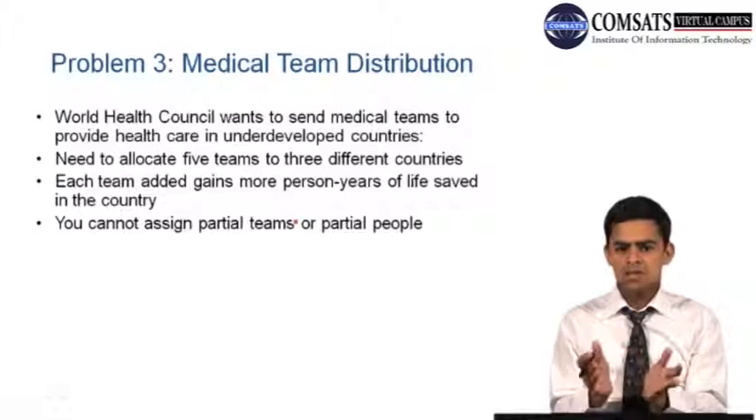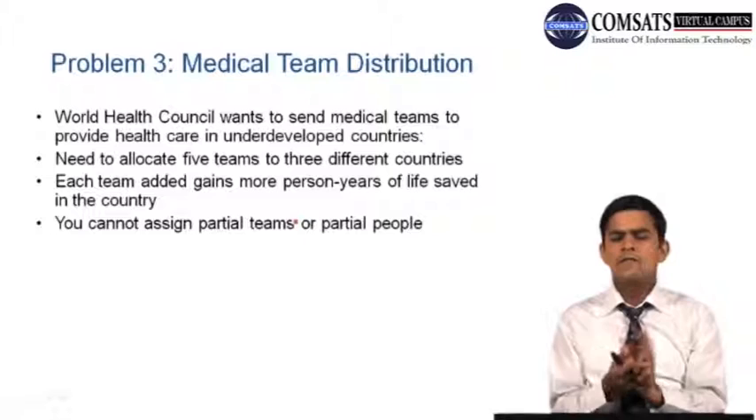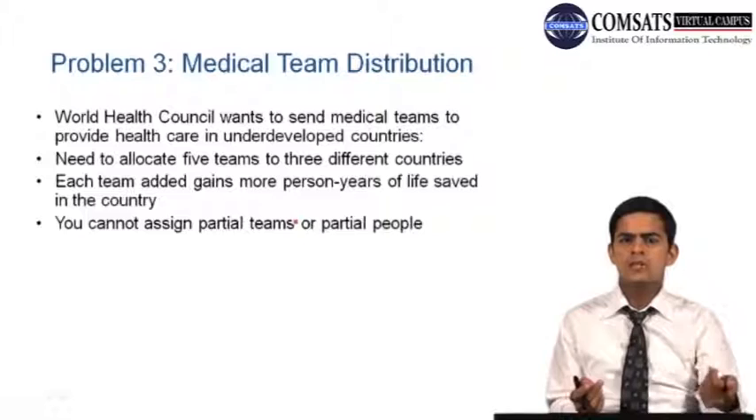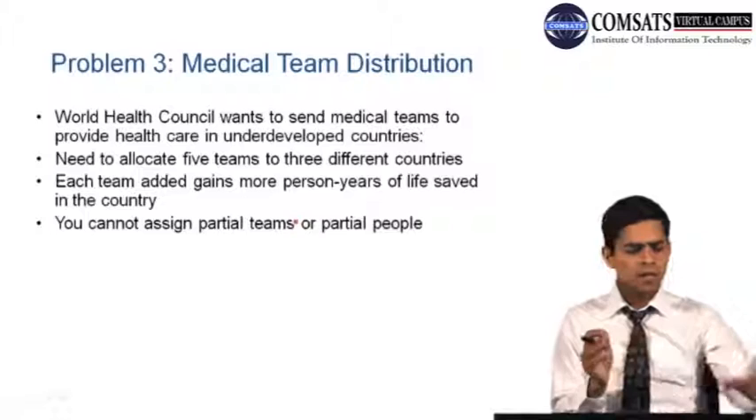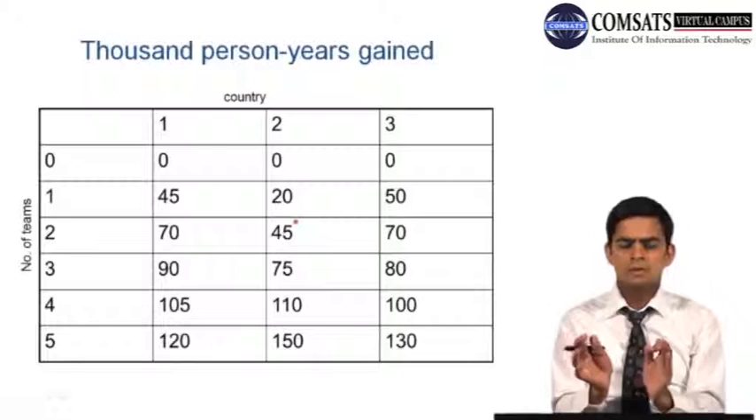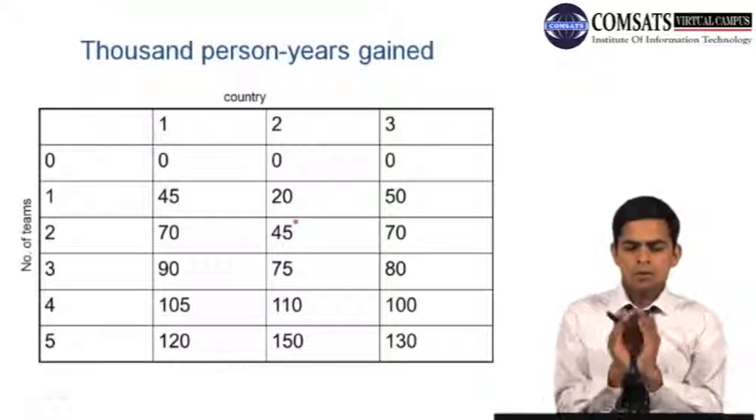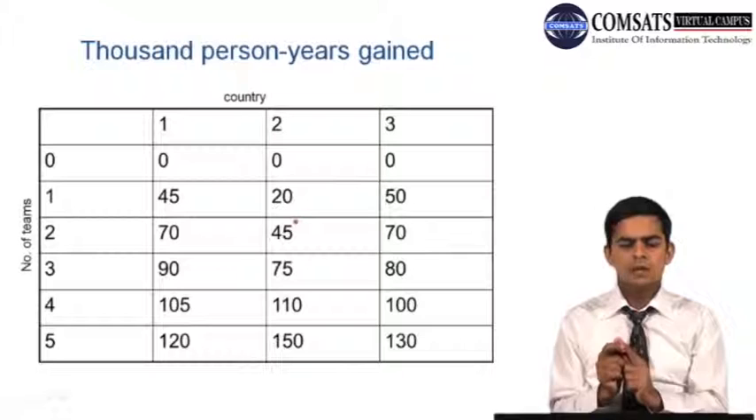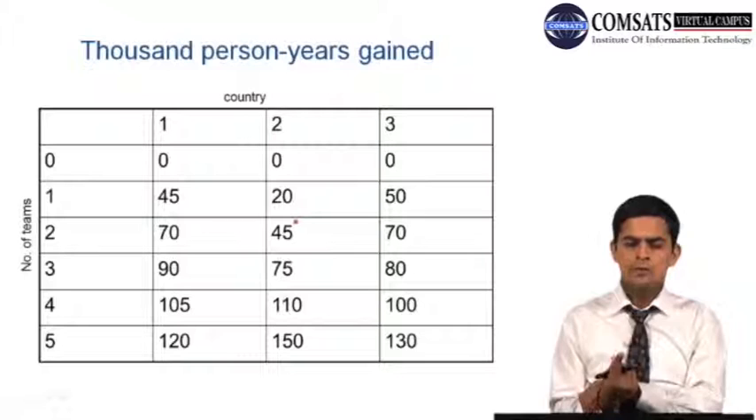The second restriction is each team added gains more person years of life saved in the country. So if you send one team to one country, it will probably save lives. If you send two teams to a certain country, then it will probably save more lives. Here is a table which tells you that there are three countries, 1, 2, 3, and the number of teams, 1, 2, 3, 4, 5 teams. If you send one team to country one, it will save 45 lives. If you send one team to country two, it will save 20 lives. If you send one team to country three, it will save 50 lives.